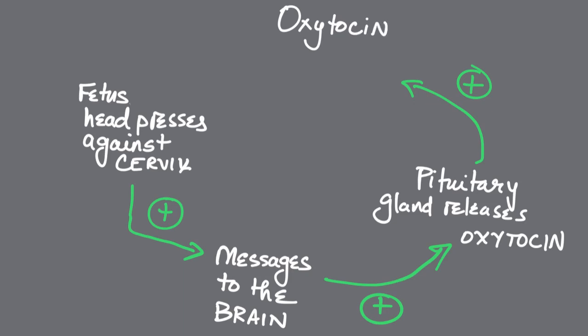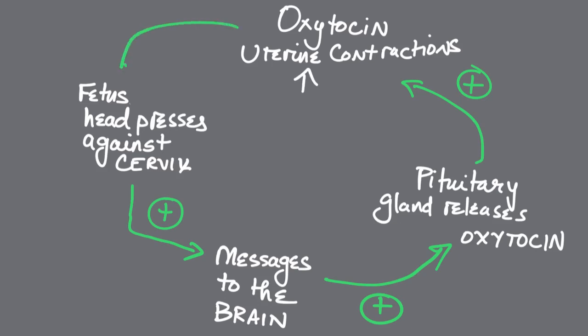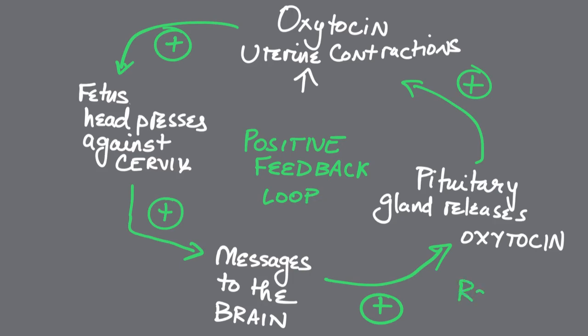So when the uterus contracts really strong, it squeezes against the fetus and makes the fetus head press even more against the cervix. As a result, this pathway is repeated many times in a positive feedback loop. This continues until the baby is born. And the purpose of a positive feedback loop is to bring about rapid action.